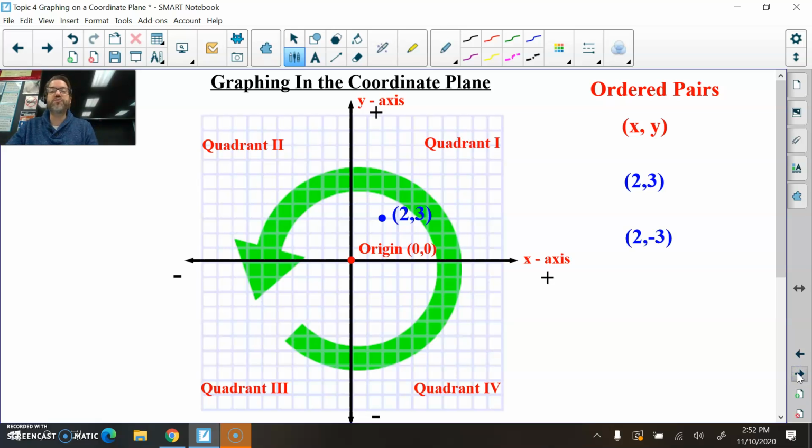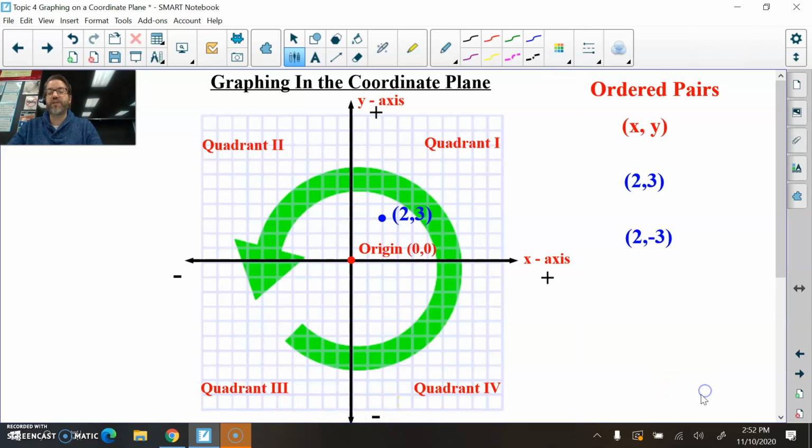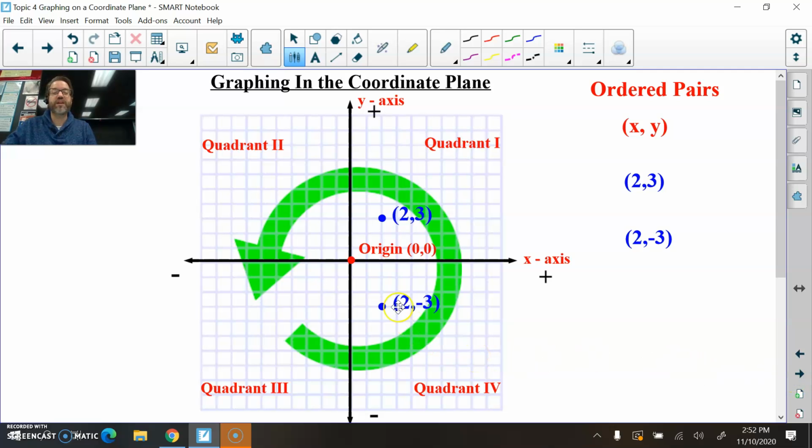Now, if you have the point (2, -3), then from the origin, you're going to move 2 spaces to the right, but then your y value is -3, so you go down 3, because down is the negative direction. And we'll end up with (2, -3) right here. From the origin, we're 2 to the right, and then we're down 3. The x is 2 to the right because it's +2. The y is down 3 because it's -3.